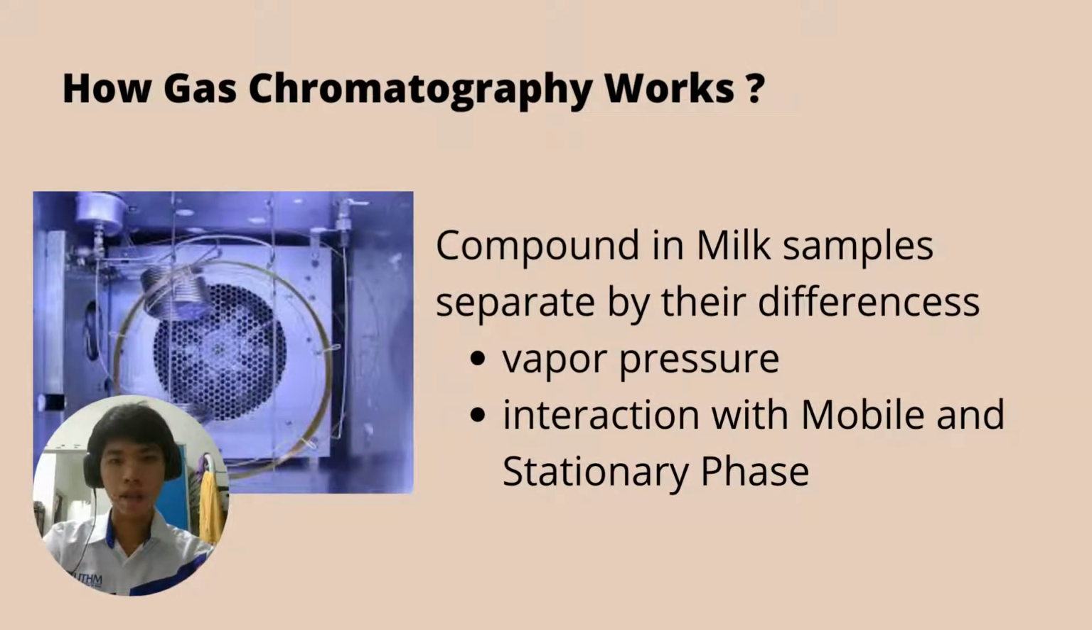Compounds in milk samples are separated by their difference in vapor pressure. Some of the compounds may become vapor quickly because of their light molecular structure, or they have low interaction between the mobile and stationary phase in the chromatography. If they have strong interaction with the mobile and stationary phase, they elute slowly and have a high retention time.